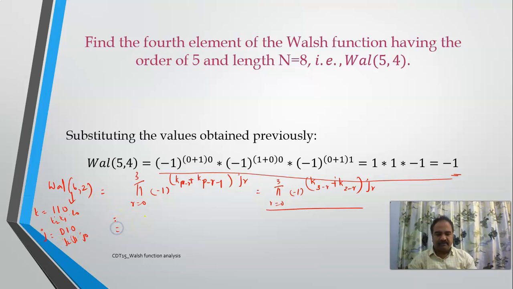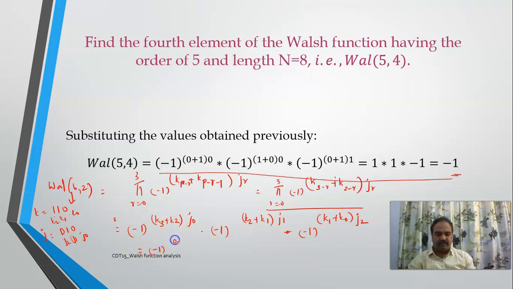If I do it, what will I get here? First of all, let me expand this one: minus 1 to the power of, first I keep r equal to 0. I get k3 plus k2 into j0, into minus 1 to the power of k2 plus k1 into j1, into minus 1 to the power of k1 plus k0 into j2. I don't have any k minus 1, so that's why I'm stopping it here. K3 I don't have, but I'll take it as 0.